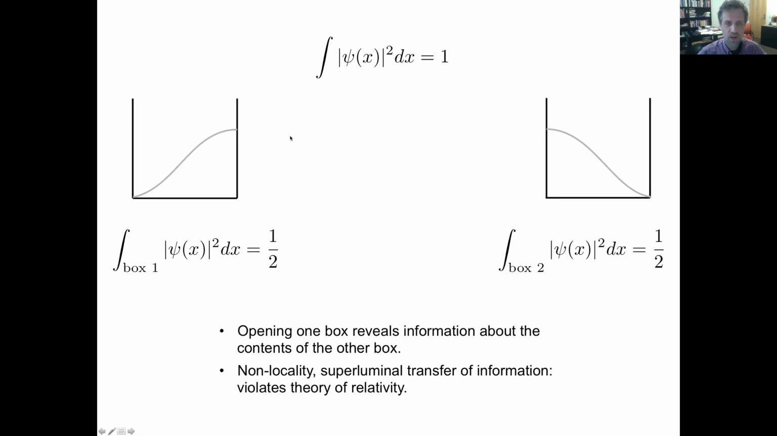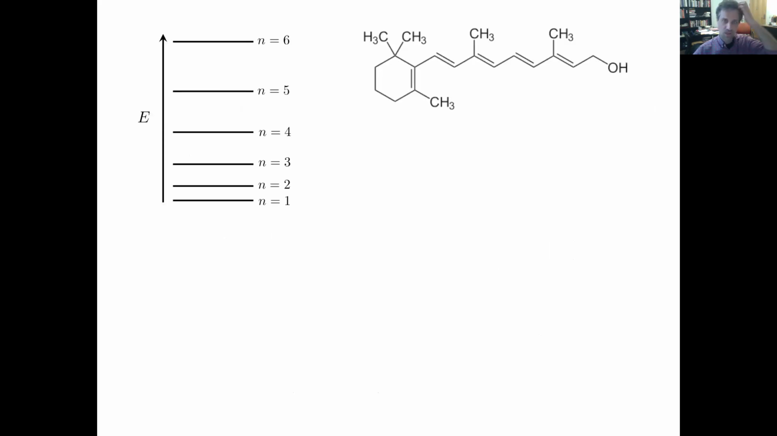So this is a very well-known problem. Einstein did not like this at all. And he kind of said basically, you know, quantum mechanics is incorrect because of this. All right, and he called it spooky action at a distance. All right, but let's get back to our retinal molecule, because we have some answers to give.